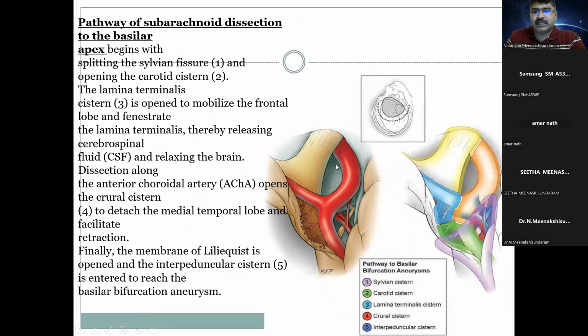It begins with the splitting of the Sylvian fissure and opening the carotid cistern. This is the carotid cistern. What you are seeing is the bifurcation of the internal carotid artery into medial A1 ACA and lateral M1 MCA. And this is the optic nerve, joining with the opposite side, forming the optic chiasma. And these are the lenticulostriate arteries arising from the superior border of the A1 ACA and M1 MCA.